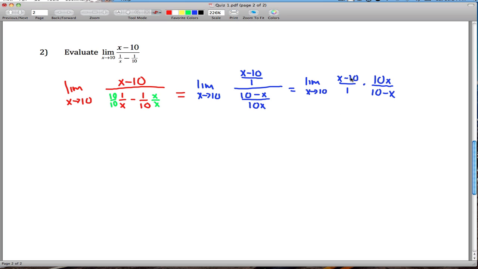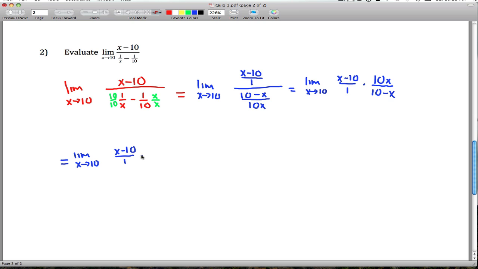We're starting to look a little bit better. You can almost cancel these guys out, but not quite. A common mistake was to cancel them out immediately, but x minus 10 is different than 10 minus x. However, what maybe you'll notice, or maybe you remember from the homework, is that if we pull out a -1 down here, this will turn into -10 plus x, which is the same as x minus 10. So we can rewrite this expression as the limit as x approaches 10 of x minus 10 over 1 times 10x divided by -1 times x minus 10.